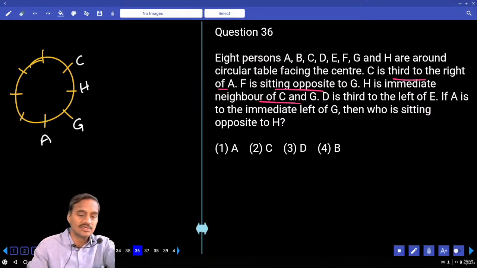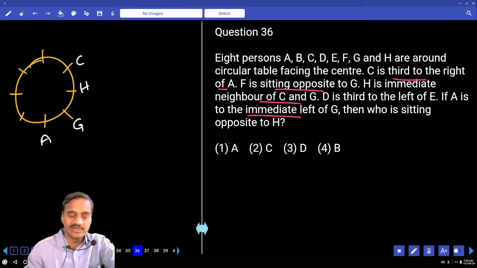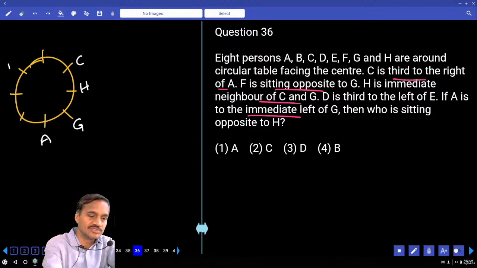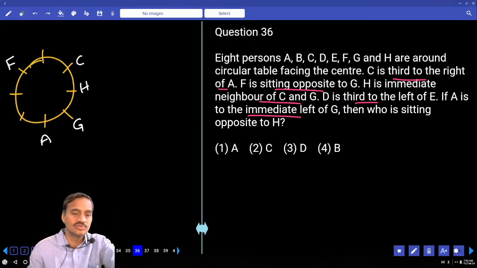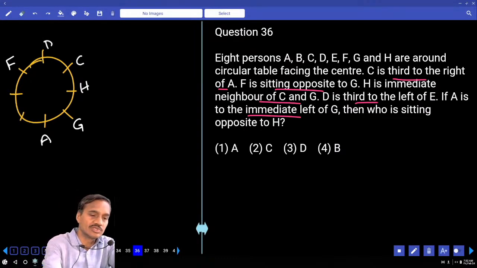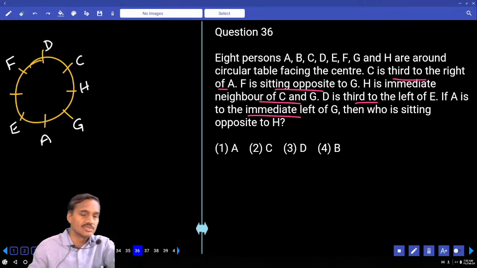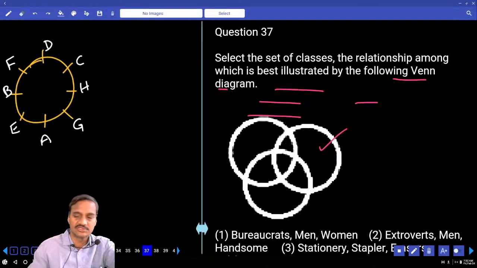And next one, if A is to the immediate left of G, second possibility is ruled out. And then F is sitting opposite to G, F and G are opposite to each other. D is south to the left of E, D is here, E is here. Then who is the person left over? B. Then who is sitting opposite to H? That is B, choice 4 for question number 36.